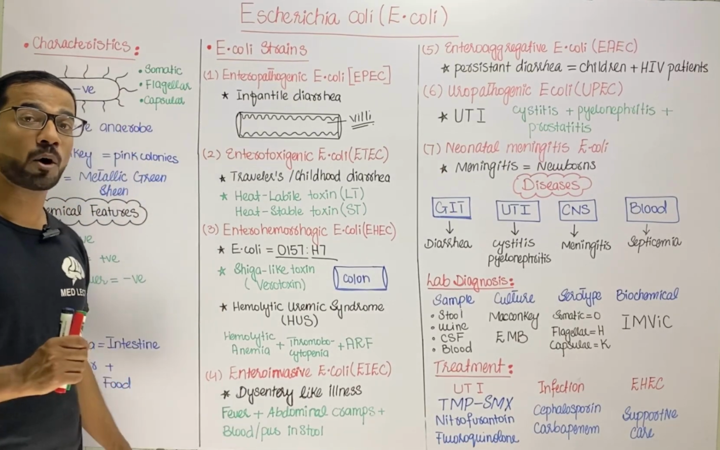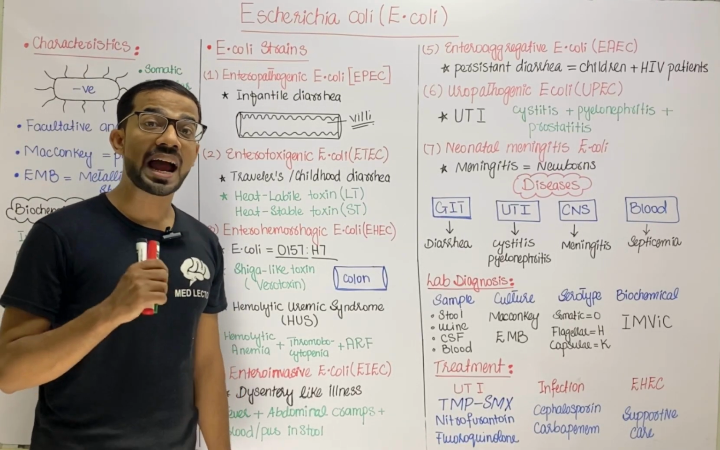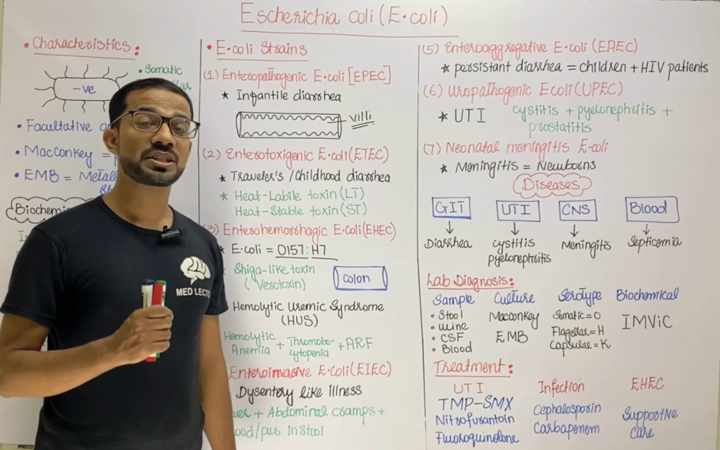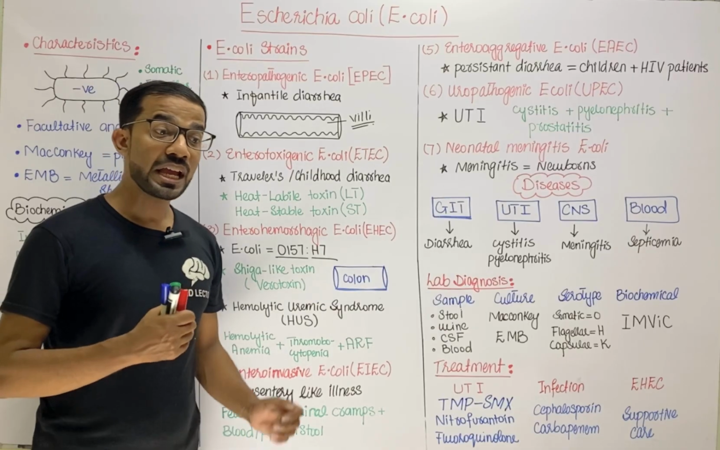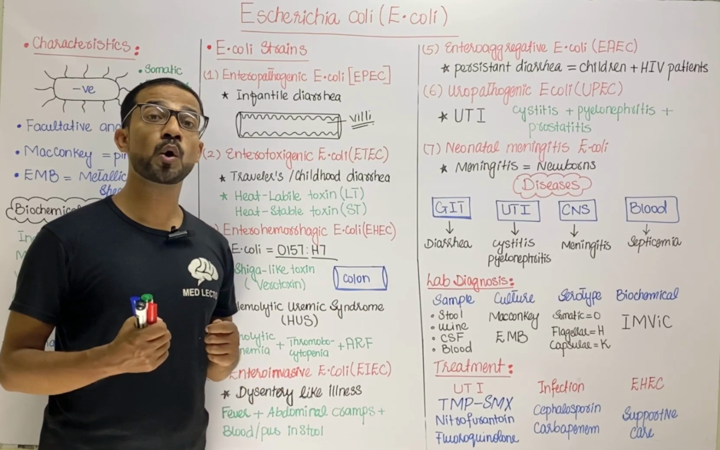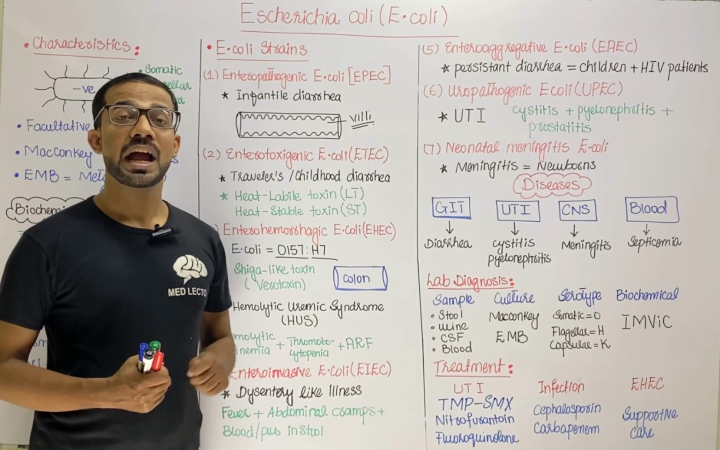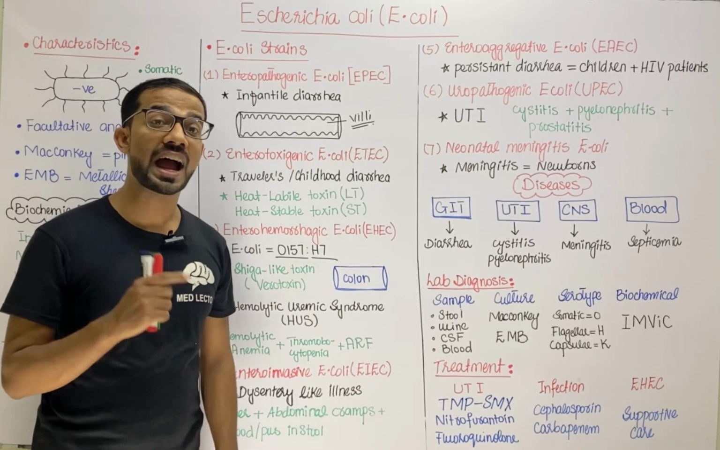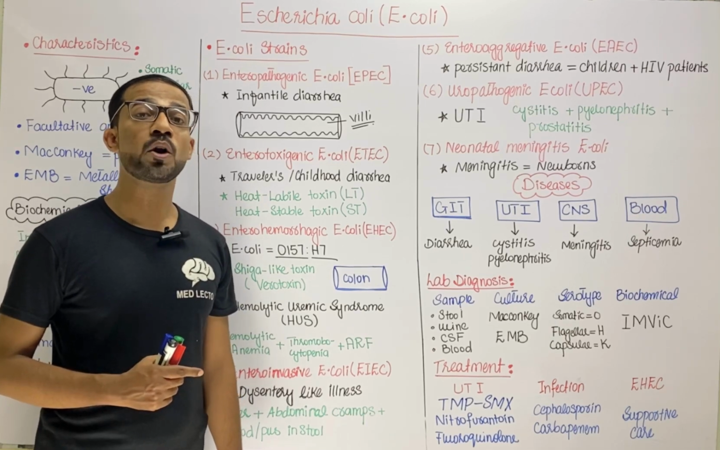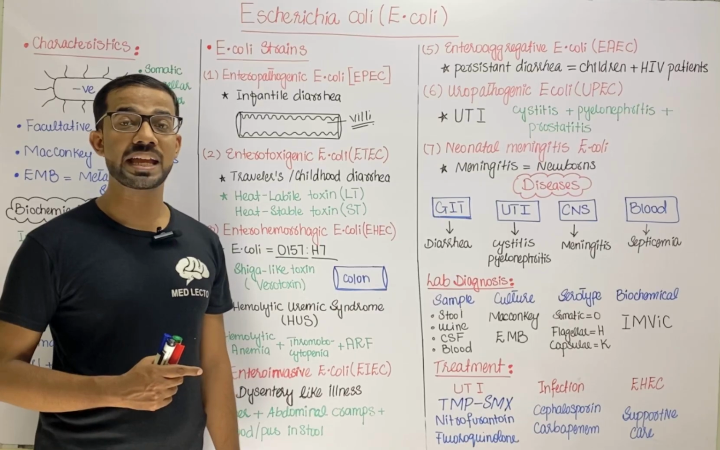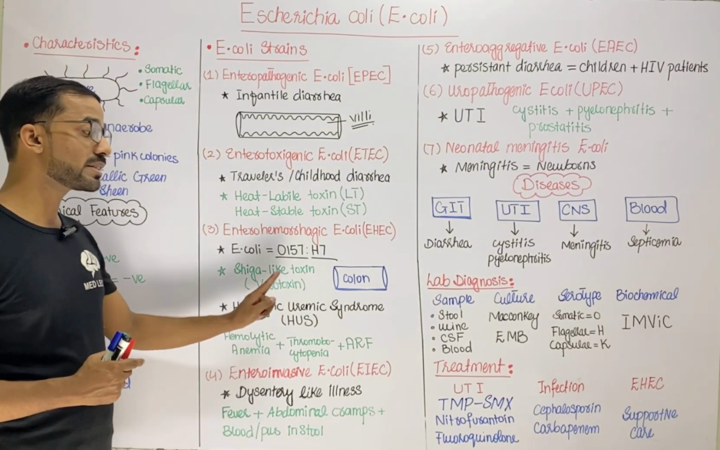You will see the blood in the stool in that case. But the most important thing you have to remember about enterohemorrhagic E. coli is that if the patient takes a fluoroquinolone whenever he or she is affected by enterohemorrhagic E. coli, then it produces a problem called hemolytic uremic syndrome, HUS. So in that case you will see the hemolytic uremic syndrome.